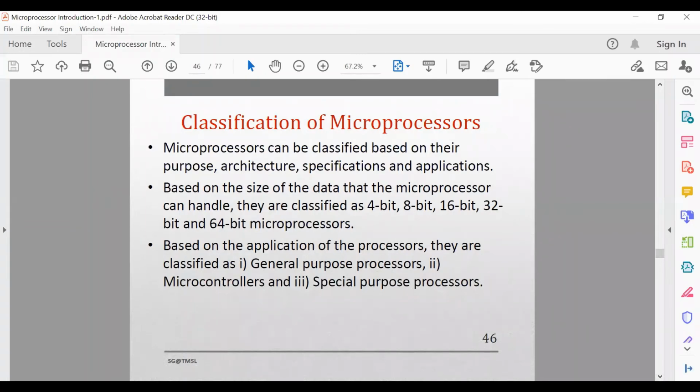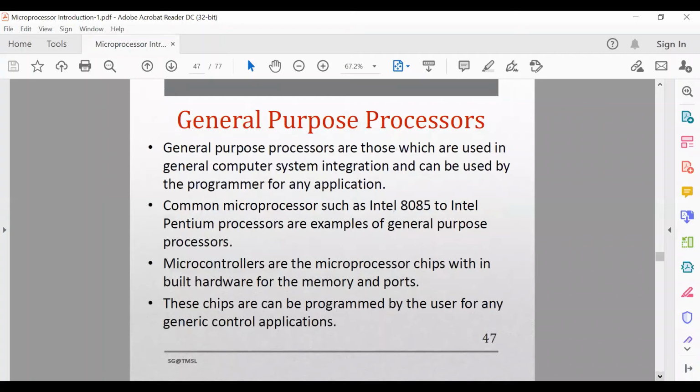Now, what is a general purpose processor? General purpose processors are used in general computer system integration and can be used by the programmer for any application. The common microprocessor from Intel, the 8085, is an example of a general purpose microprocessor. Next is the microcontroller, that is a microprocessor with inbuilt hardware for memory and ports. These chips can be programmed by the user for any generic control application. That's what is called a microcontroller, for control application purposes.